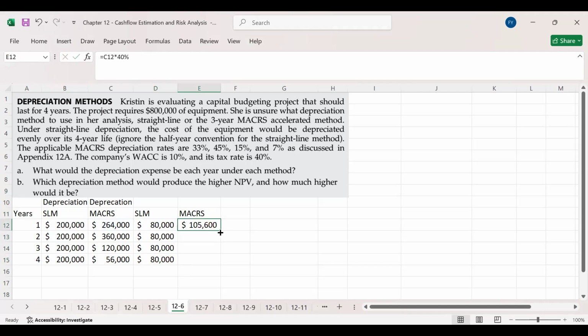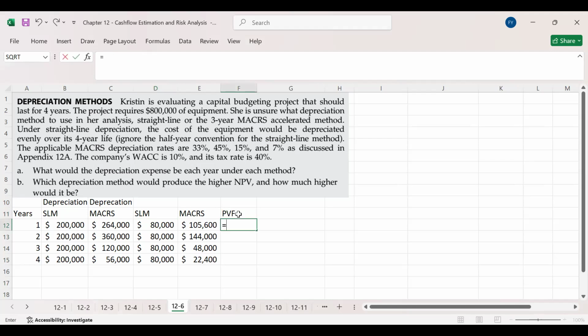So these are after tax depreciation. Now we convert it into present value. So the present value factor is 1 divided by (1 plus i) raised to the power n. i is the rate of interest or weighted average cost of capital, which is 10%, so it is 0.1. n, for the first year, would be 1, and similarly, the second year n will be 2, then 3, and then 4. So these are the present value factors.